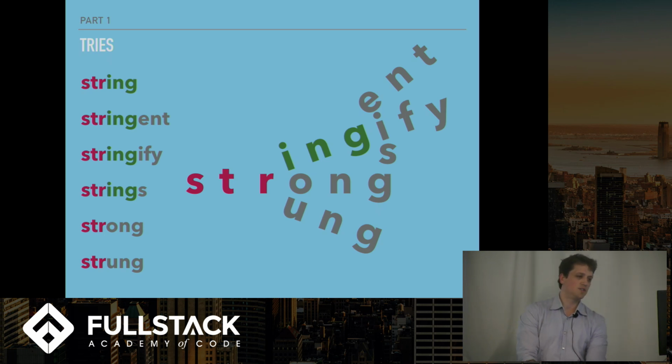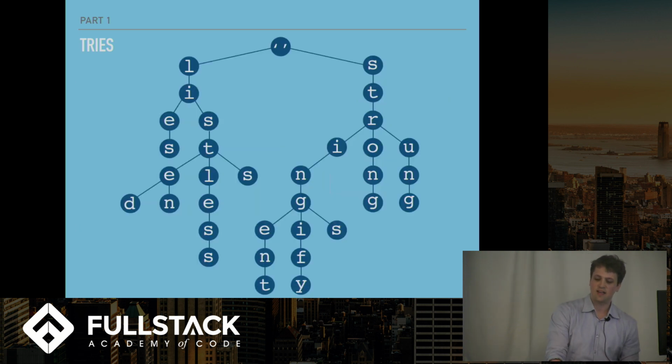So all of these strings that have a common prefix str grow out of that prefix, and then all of the strings that share the common prefix ing grow out of that one. If we rotate that 90 degrees, we get what's called a trie data structure, and it looks like this. If you read through it, you'll see that we have lies, listen, listed, listless, lists, and strong, stringify, strings, and stringent, all stored in a tree-like fashion.